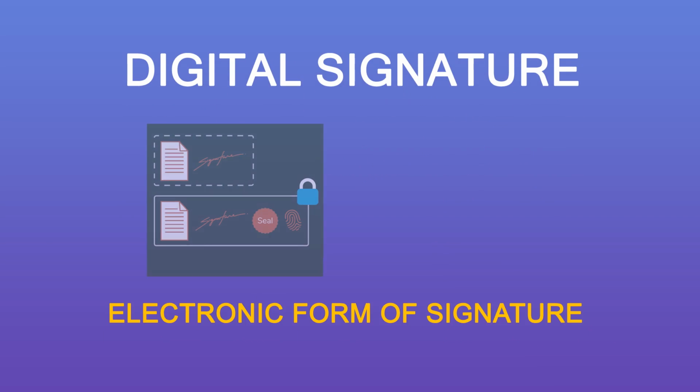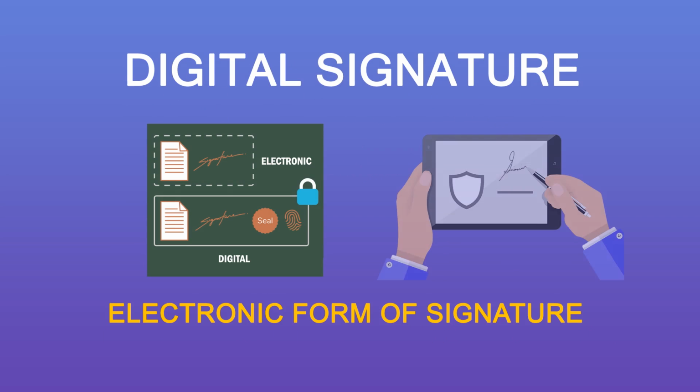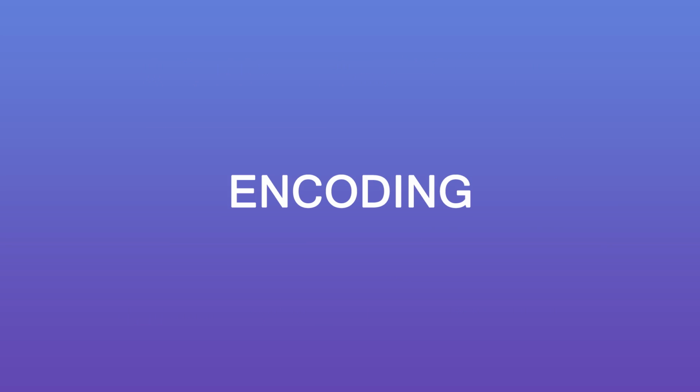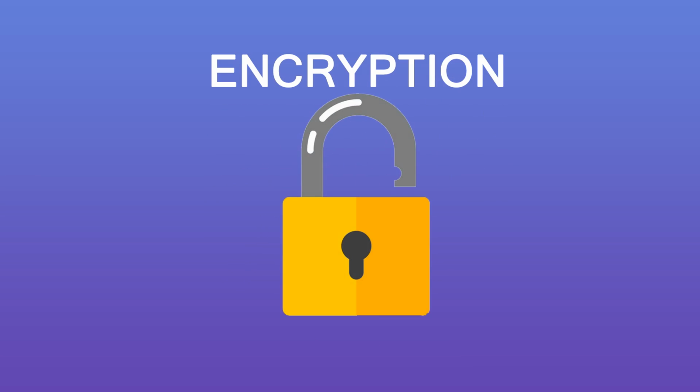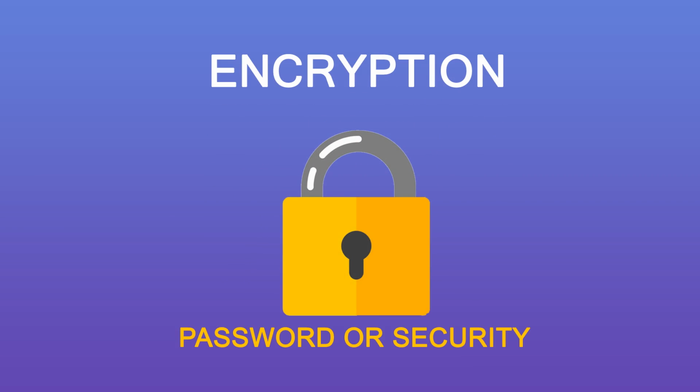Digital signature. An electronic form of your written signature, fingerprint, retinal scan, or mathematical key. This is used to authenticate the identity of the sender. Encoding. Characters that are used in sets and specific order, known as codes. Encryption. Added security to your PDF document.